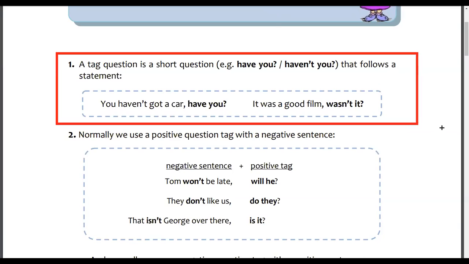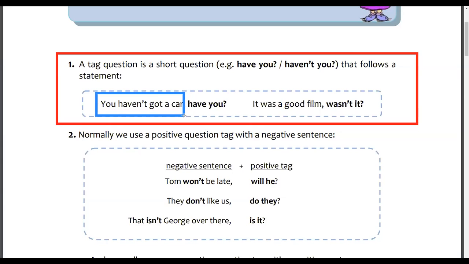Okay, since I have nobody to read for me, I'm going to read it myself. One, a tag question is a short question. Well, you already know that. We have as examples, have you or haven't you, either the positive or the negative way. And that follows a statement. So it is very important that you pay attention to this little example that we have here. This is a very interesting one.